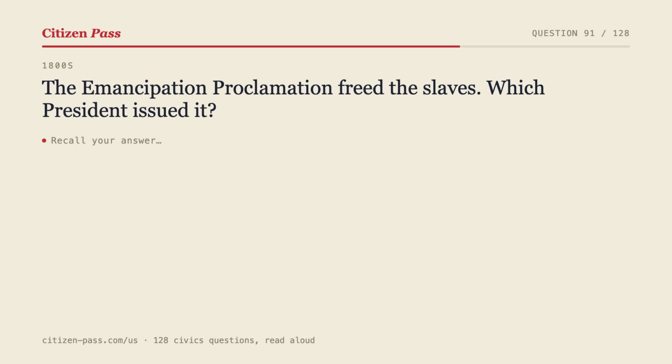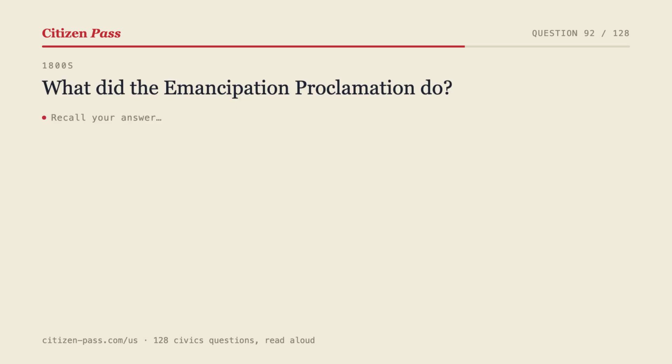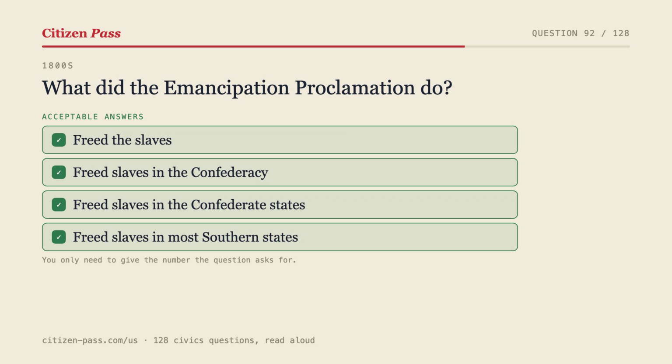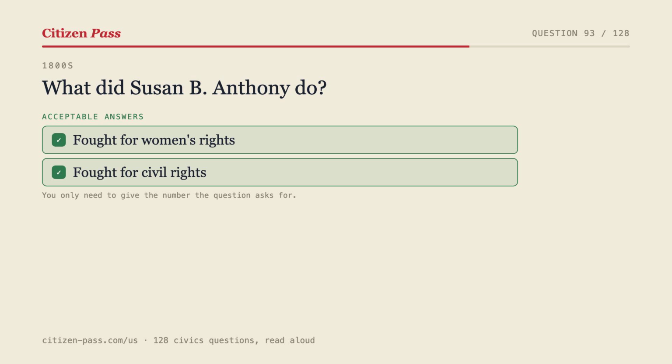The Emancipation Proclamation freed the slaves. Which president issued it? The answer is Abraham Lincoln. What did the Emancipation Proclamation do? Acceptable answers include freed the slaves, freed slaves in the Confederacy, freed slaves in the Confederate States, or freed slaves in most southern states. What did Susan B. Anthony do? Acceptable answers include fought for women's rights or fought for civil rights.